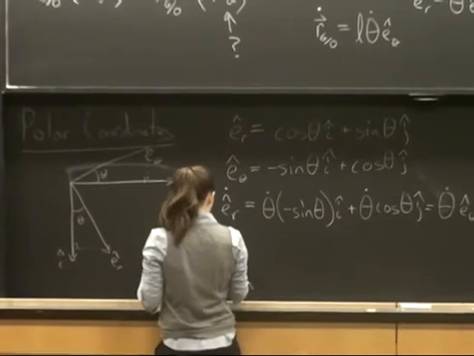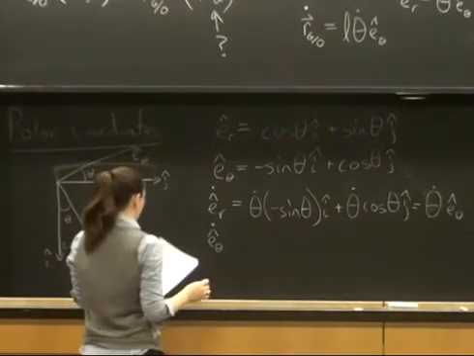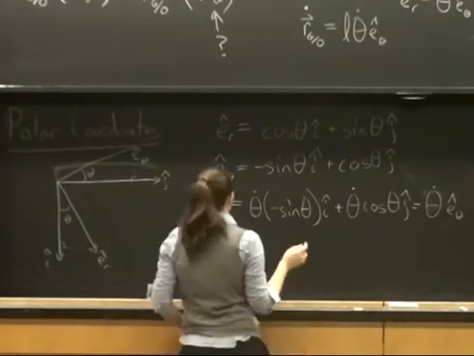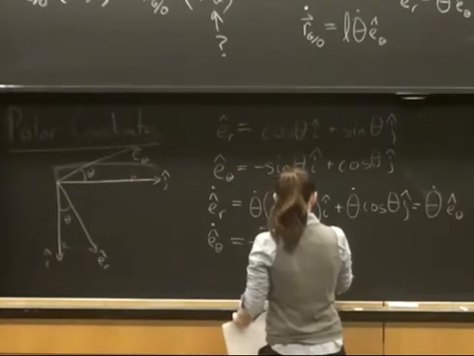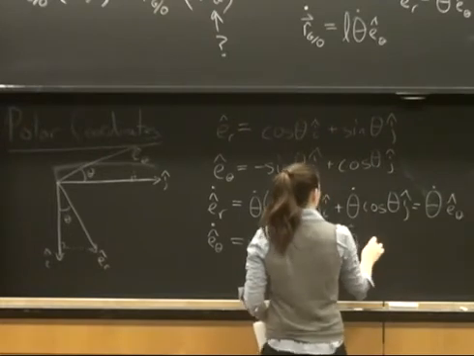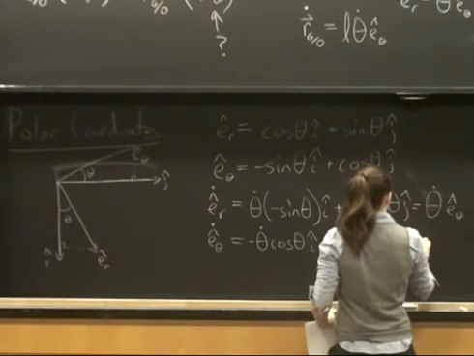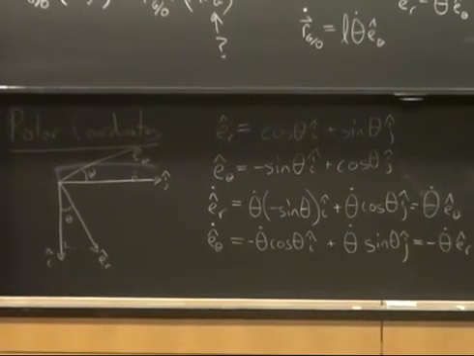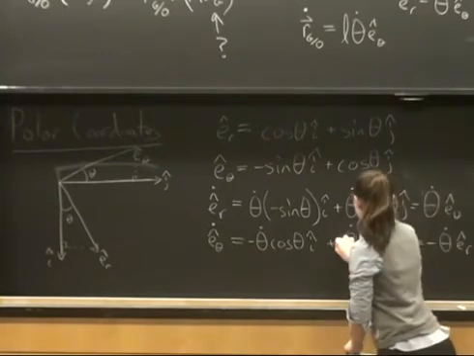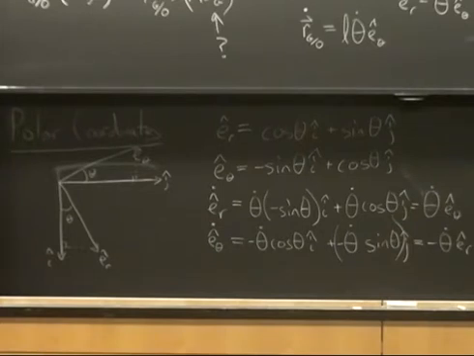And now for E theta hat, the time derivative, we again do the chain rule. So we get minus theta dot cosine theta in the I hat direction plus theta dot sine theta in the j hat direction, which is minus theta dot ER hat. Does that make sense? Anybody have a question? Yes, because that's how the derivative of cosine works. Okay.